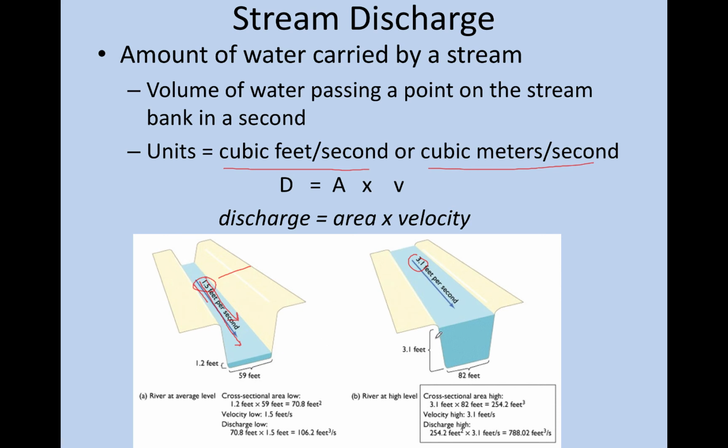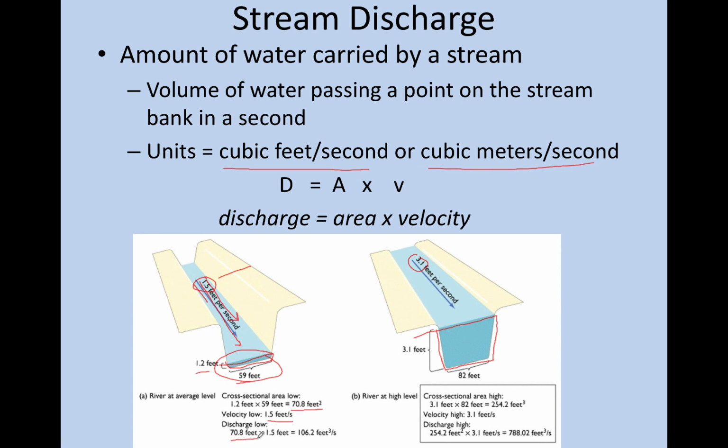The next measurement we need to make is the cross-sectional area of the stream. Now, all streams are going to have a slightly different shape, and we have to account for that. But in this case, they're approximated by a kind of a square or a polygon, trapezoid, if you will, and then a smaller sort of rectangle down here. So the area here is 1.5 feet by 59 feet. It's 59 feet across, 1.2 feet deep. So 59 times 1.2 gives us 70.8 square feet. So the cross-sectional area is 70.8 feet squared. The velocity is 1.5 feet per second.